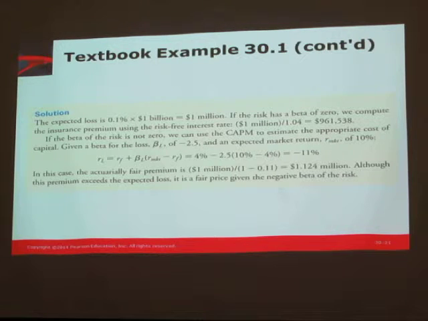Using the CAPM, we plug it in with a beta of negative 2.5. What does that give my risk of loss at? A negative 11%. So $1 million divided by 1 minus negative 11% is 1.1245 million. That exceeds the expected loss. Negative beta of risk.